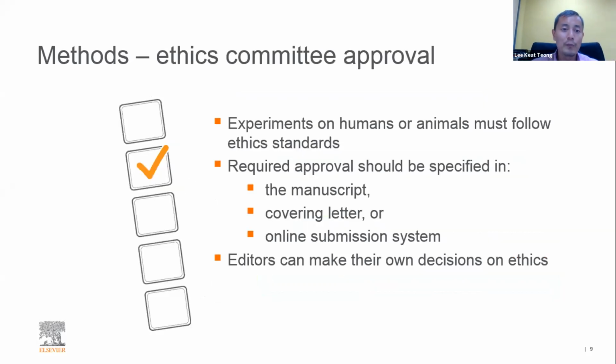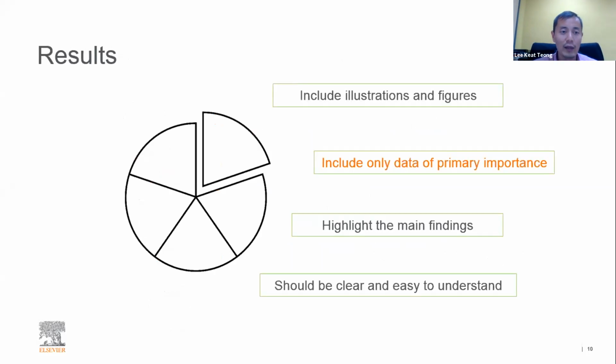Right? Ethics. I think in the energy field, normally we are not concerned with ethics, but in case it involves any animal or any human subject, or even any secondary data from humans, you need to get your ethics committee approval, right? So take note of that, right?